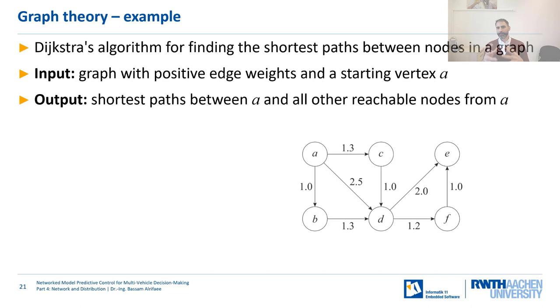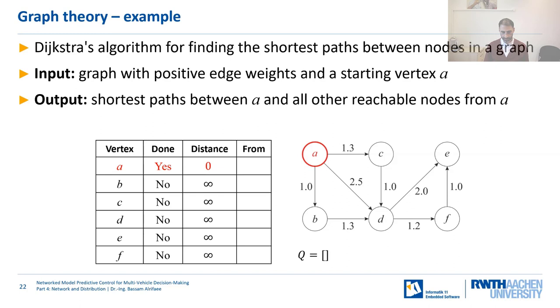And the numbers you see on the edges, we call them weights. So it is the weight or cost of the connection between A and C. It is 1.3. If we want to go from A to B, it is 1, and from A to D, it is 2.5, and so on. If you have learned the algorithm, then you can go through this example and see from slide to slide how the algorithm works.